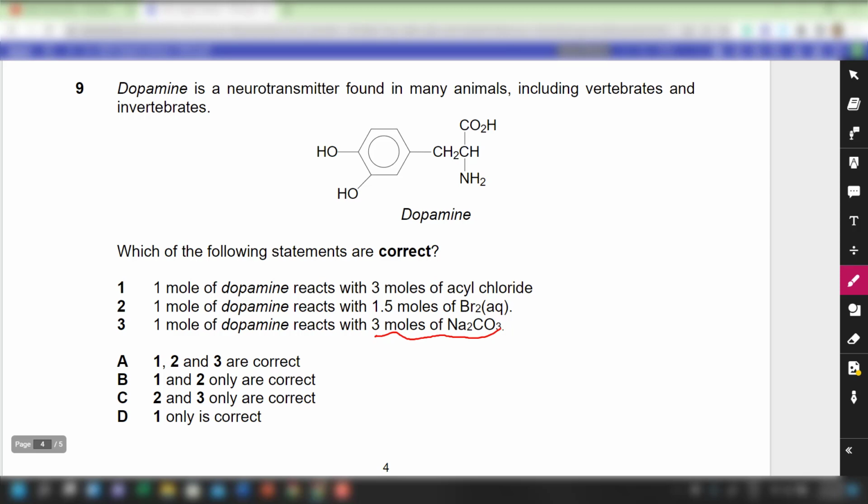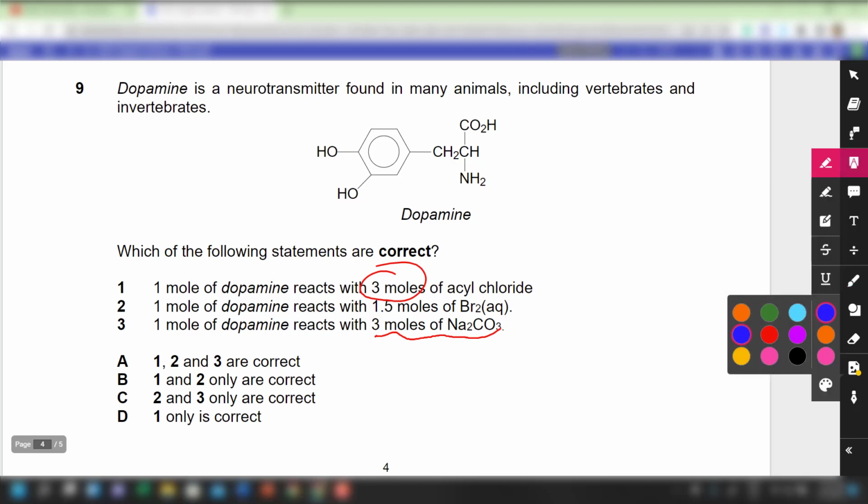Okay, so option 1, 1 mole of dopamine reacts with 3 moles of acyl chlorides. Can we identify the 3 groups which react? So we know that phenolic OH forms ester, as well as amines form amide. Carboxylic acid, remember, does not react with acyl chlorides. Okay, so therefore option 1 is correct.